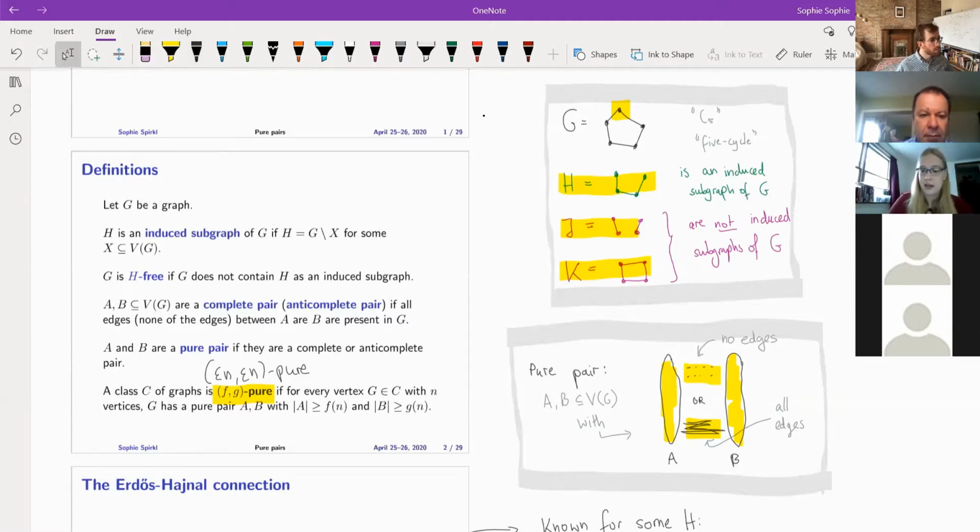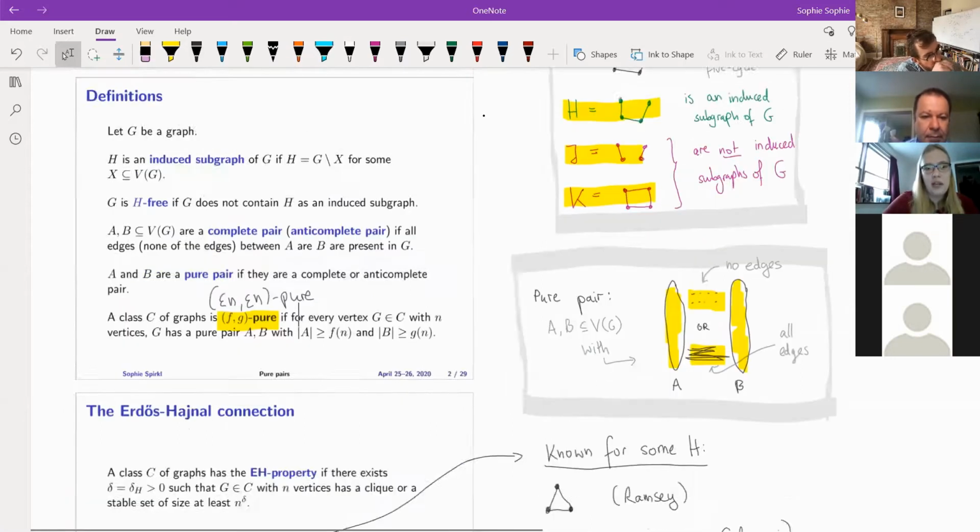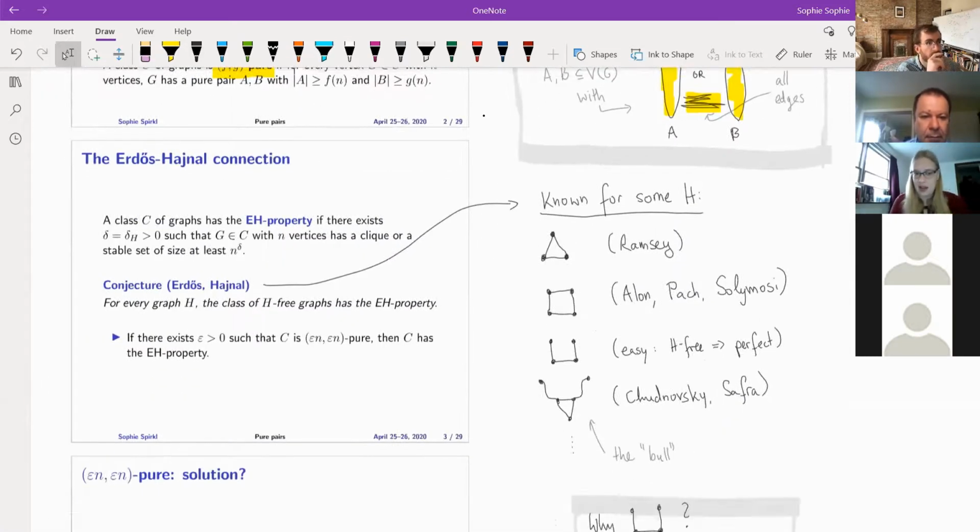So this is the setup. And now you might ask, why are we doing this? The original motivation for this is a long-standing conjecture about induced subgraphs that addresses what I said in the beginning. What is a general thing that happens when we exclude something as an induced subgraph?